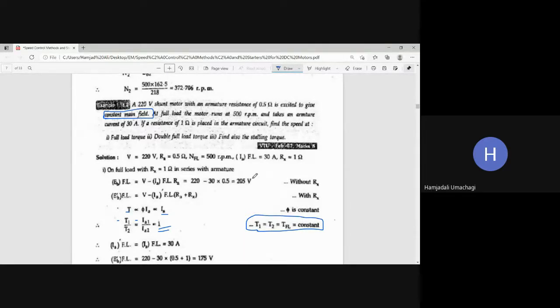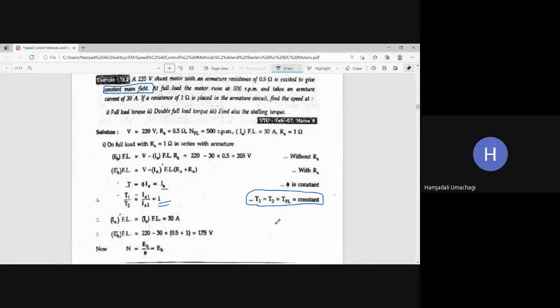So that assumption we made here, that is T1 equal to T2 equal to TFL, because while solving the problems we can come to the solution only if only one parameter is unknown. If many of the parameters are unknown, to make our problems simpler we assume certain parameters. So from a similar point of view, here we have assumed that T1 equal to T2 equal to TFL, that is equal to constant.